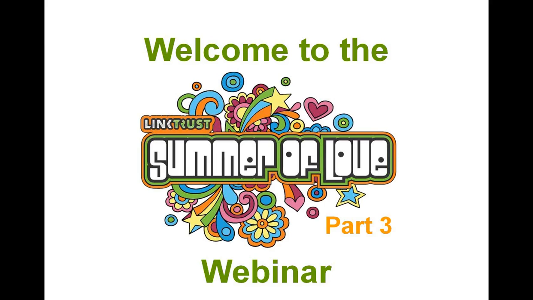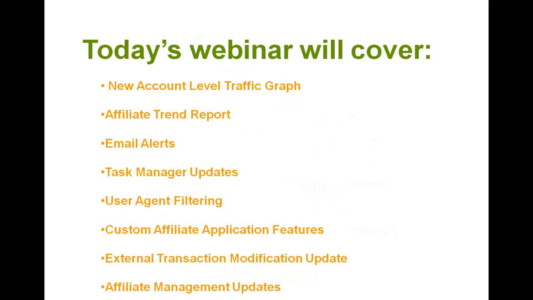With this webinar today, the first thing I want to show you is the agenda. We have a variety of features that we'll be going over: some new account level traffic graphs, an affiliate trending report, email alerts, new updates to the task manager, some user agent filtering, as well as some custom affiliate application features, external transaction modification updates, and some affiliate management updates. So we hope this will be very informative to you, and we will get started here.